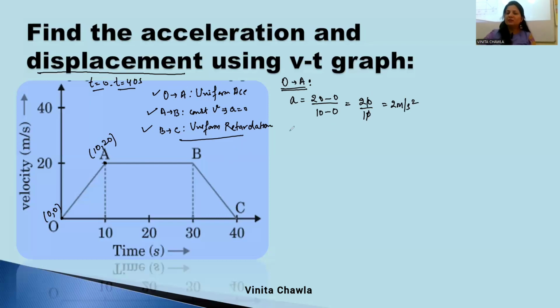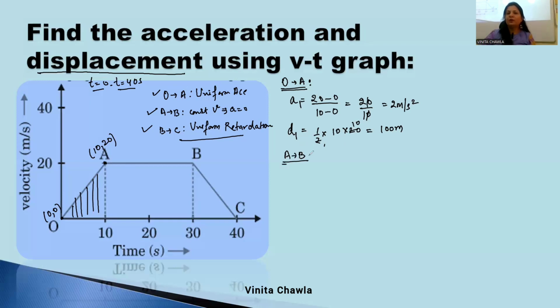We can also find displacement from O to A. Let's write it as D1. Displacement from O to A is the area under OA. The area under OA represents a triangle, a right angle triangle. So what is the displacement? Half into base 10, into height 20. So it is 100 meter. Similarly, we can find it for A to B.